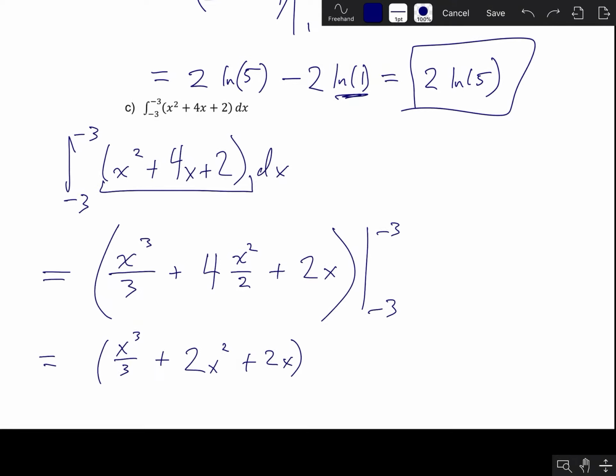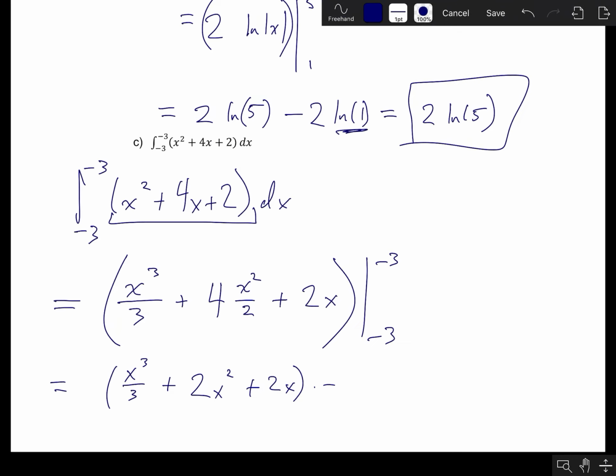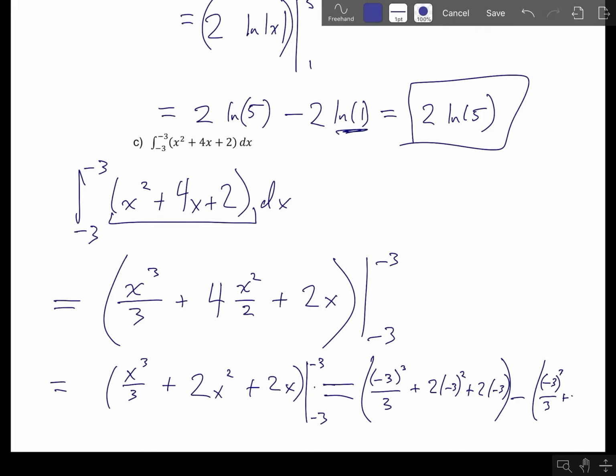And now we can plug in if we want to, so this is still evaluated from -3 to -3. If you plug those in, then you would get something like -3 cubed divided by 3 plus 2 times -3 squared plus 2 times -3 minus exactly that expression. So we would just be taking that expression and then subtracting it from itself.